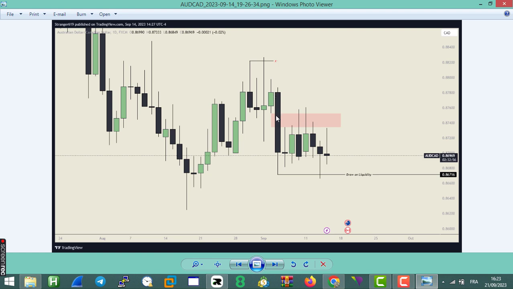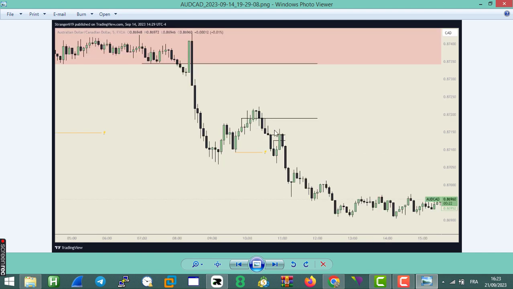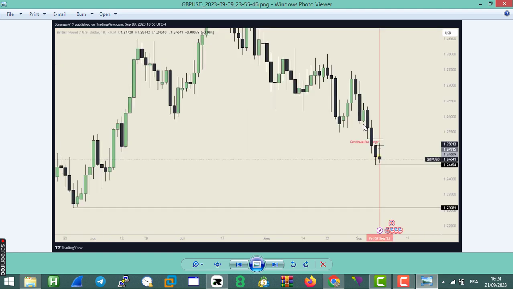So as you can see, clean displacement to the downside. We confirm that on the hourly, and here we go, another 5-minute market structure shift, and you can take the trade right here.